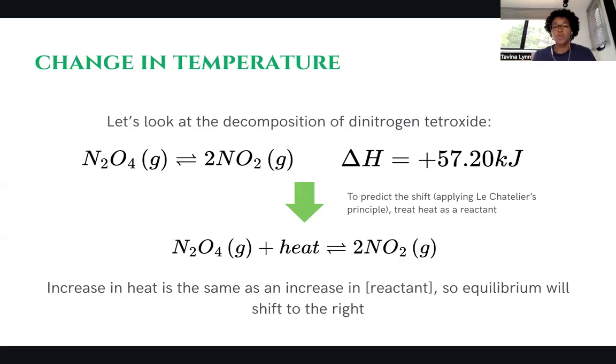All right. So the main takeaway here is that to predict the shift of a reaction by changing its temperature, we have to consider its enthalpy of reaction. And we can treat heat as either a reactant or a product, depending on if it's endothermic or exothermic.